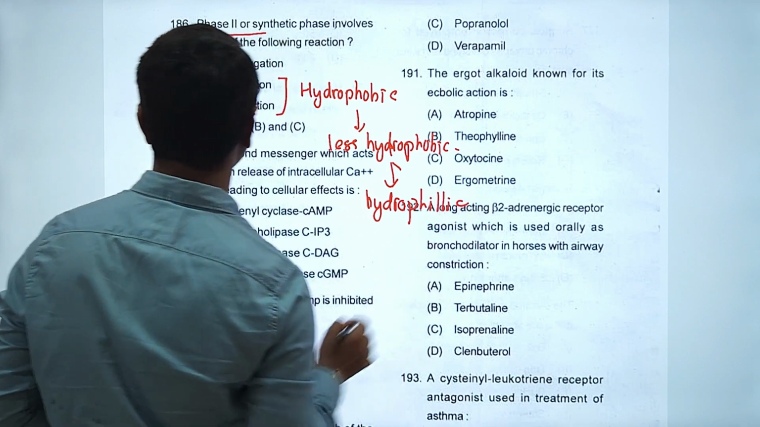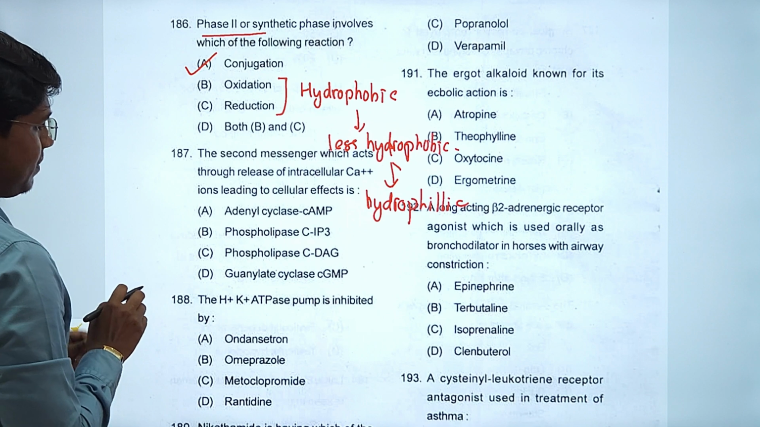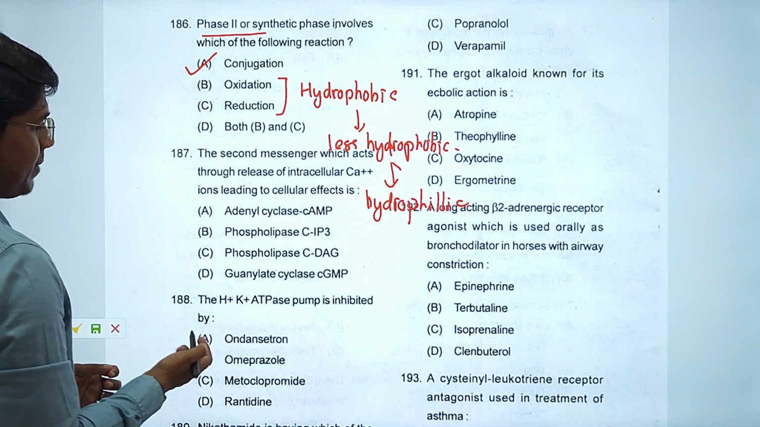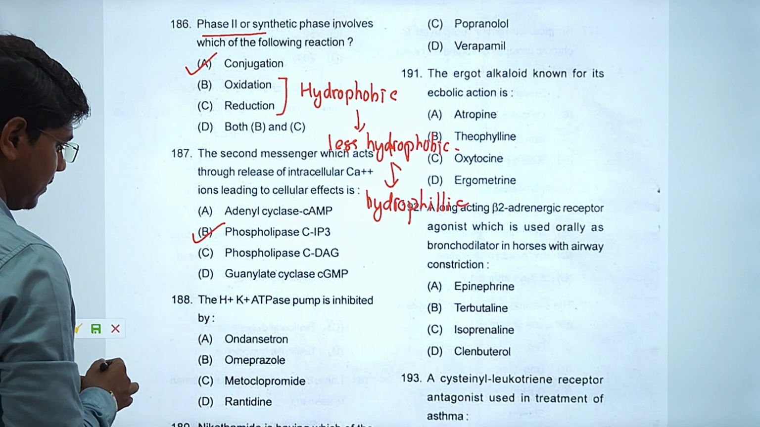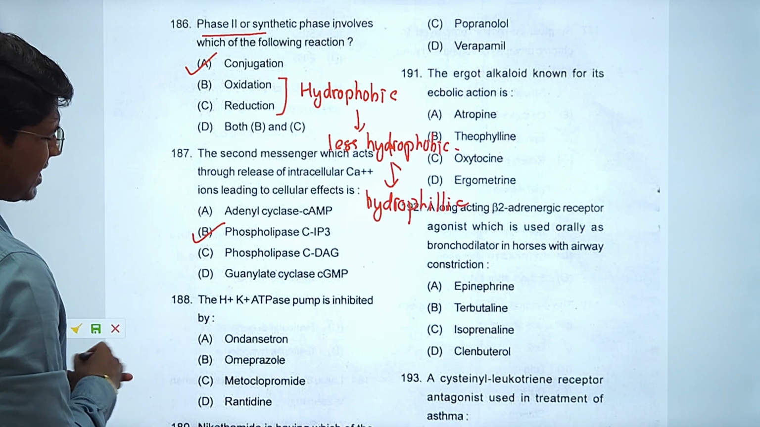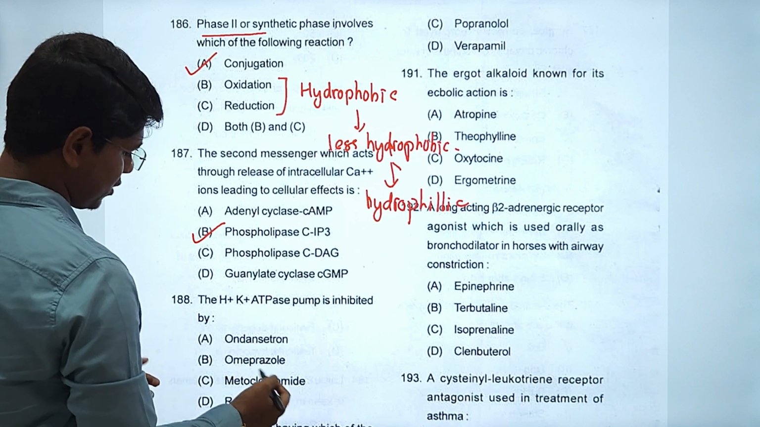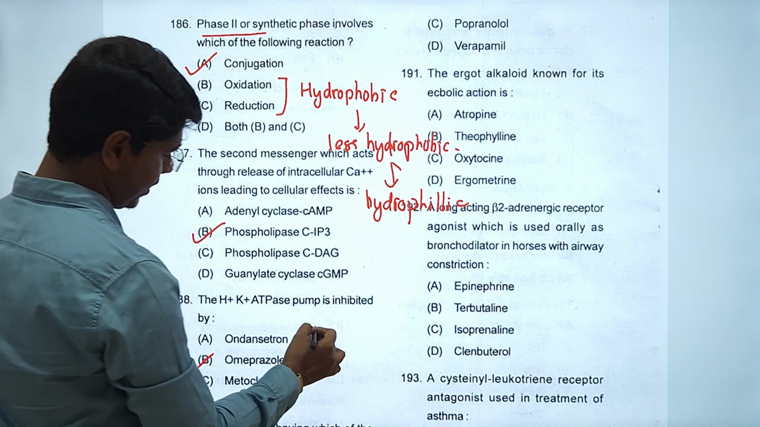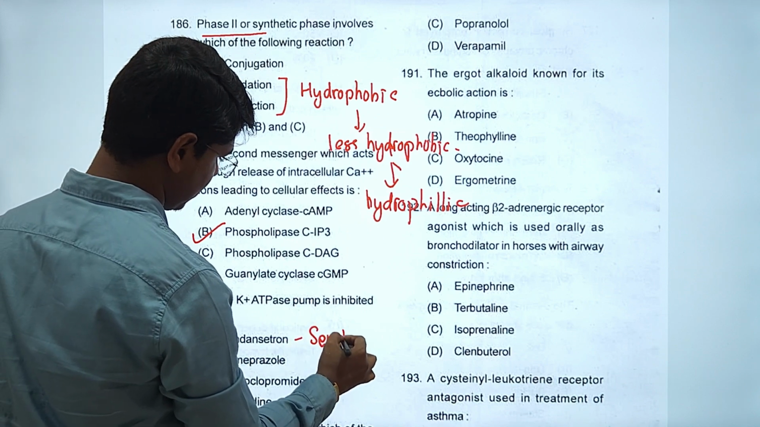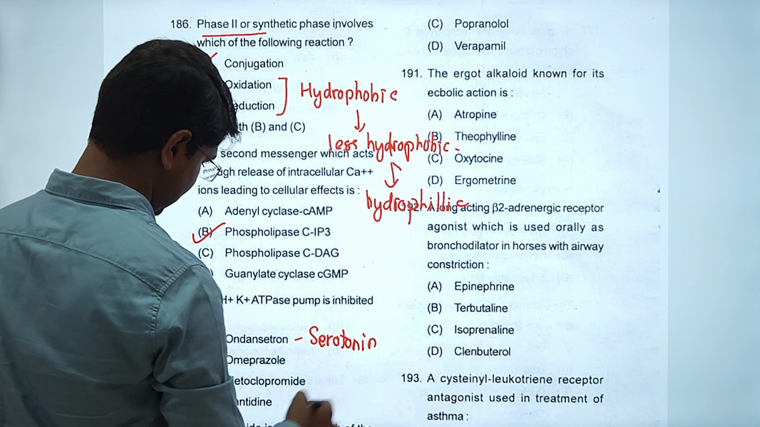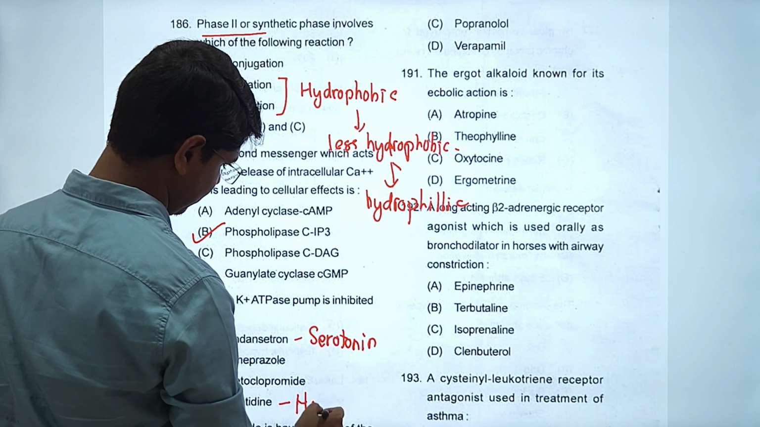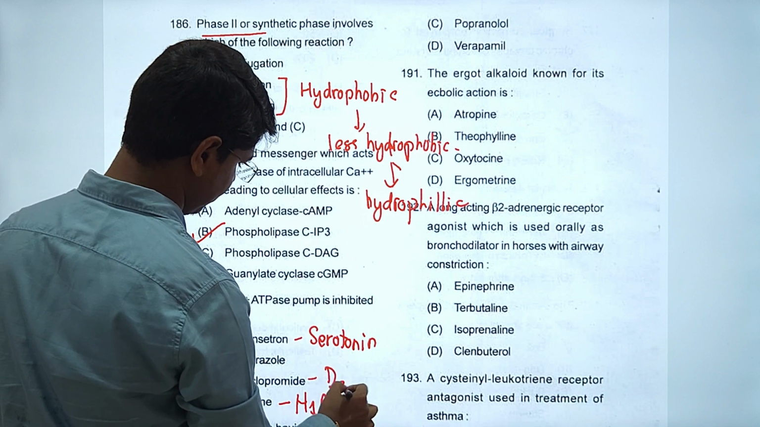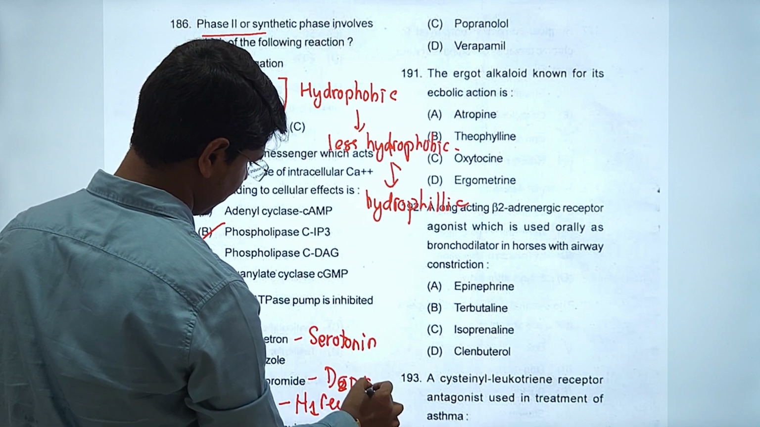Okay. Pharmacology questions. The second messenger which acts through release of intracellular calcium ions leading to cellular effect, IP3. The H plus K plus ATPase, that is proton pump, is inhibited by the prazoles. Omeprazoles are proton pump inhibitors. Ondansetron, they act on serotonin receptor. Ranitidine, H2 receptor. Metoclopramide, dopamine or D2, dopamine receptor.